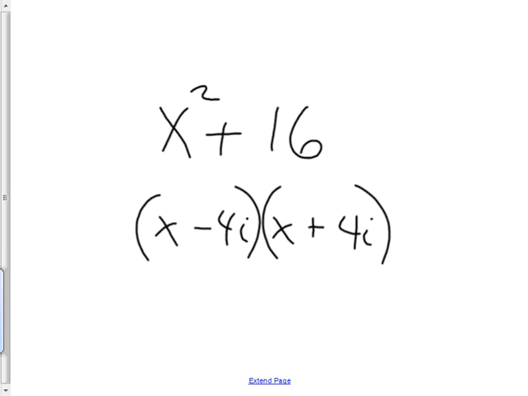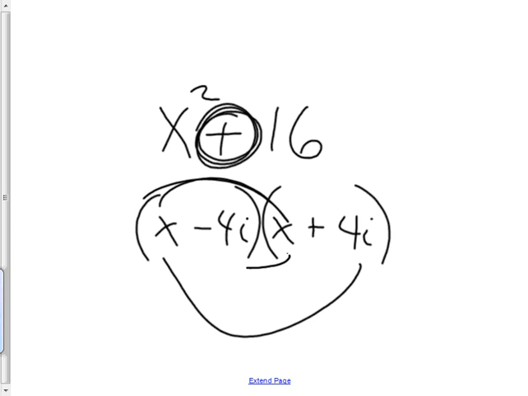In general, we want you to know that these won't factor with normal work, but when you throw in that i thing at the end, it works because your firsts make x squared. Your outside and the inside are opposites, so they cancel. The secret sauce is in the lasts. That times that makes 16, a negative 16i squared. And the i squared is really a negative 1, and that makes it negative 16 times negative 1 is positive 16, so it actually works.